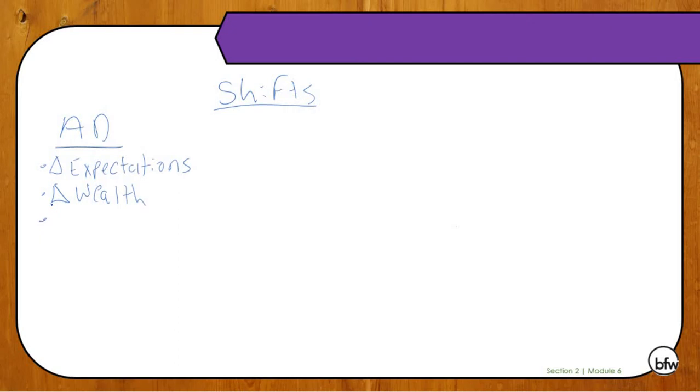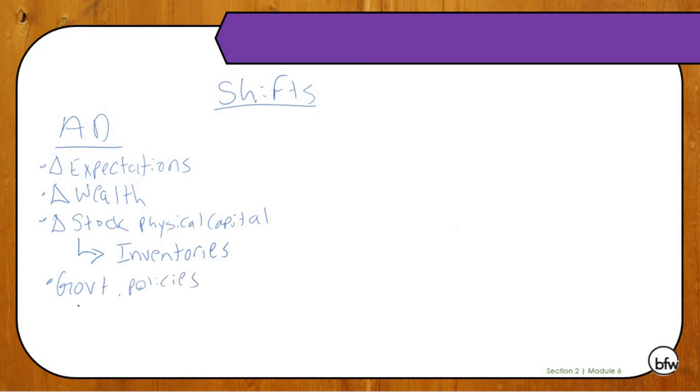Next is going to be a change in stock of physical capital. Basically what that is, that's inventories. So if those change, then that'll change. And then lastly, government policies, which is fiscal. That's what we're going to focus on in this unit. Monetary, we are not going to worry about this unit. That will come next.